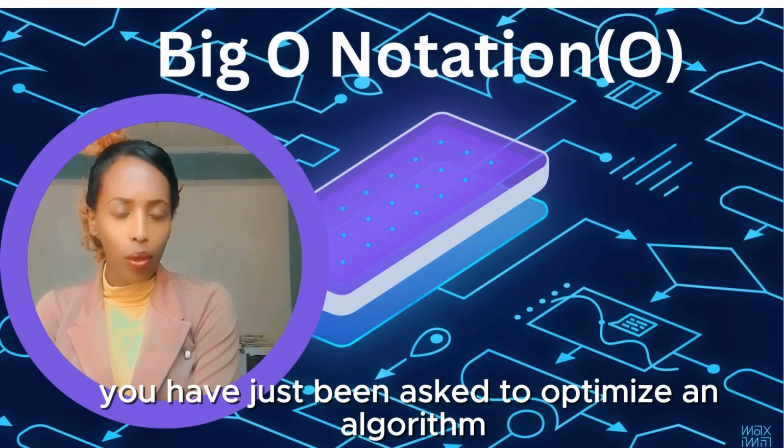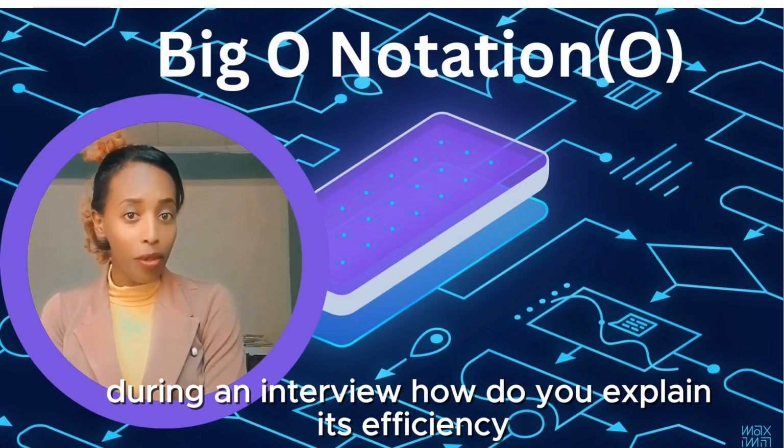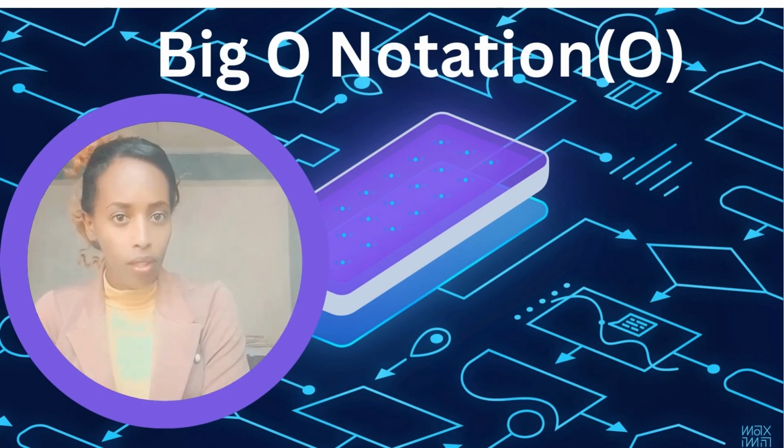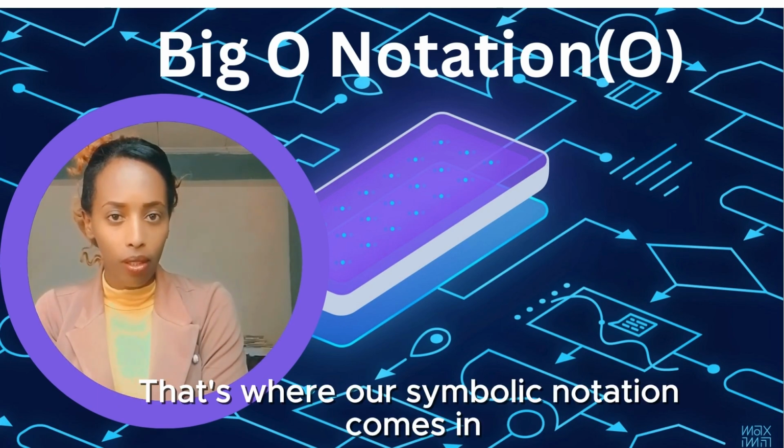Imagine this. You have just been asked to optimize an algorithm during an interview. How do you explain its efficiency? That's where asymptotic notation comes in.